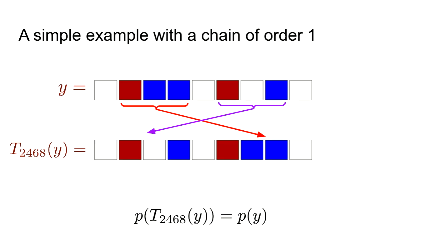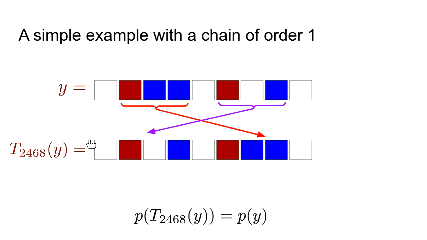Just one concrete example with a chain of order one. So this is like the realization of a chain of order one with three states: gray, red, and blue. And I'm going to apply the block switch transformation, which is this one. So here, this 2, 4, 6, 8 means that I'm switching this block between 2 and 4 and this block between 6 and 8. And since those blocks indeed start both with red and both with blue, I'm allowed to switch. And so this will be the result of T.